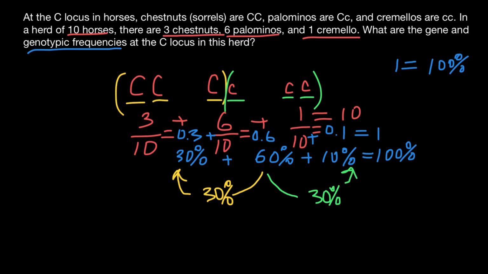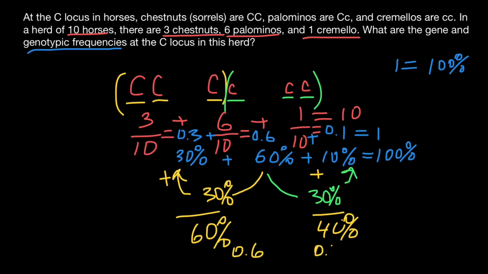So what do we get? Here we get 30 plus 30, which is 60%, and here 10 plus 30 is 40%. If you need an answer on the scale between 0 and 1, our answer is 0.6 and 0.4. Again, if we add these frequencies, we get 100% or 1. 1 on the scale between 0 and 1 equals 100%.